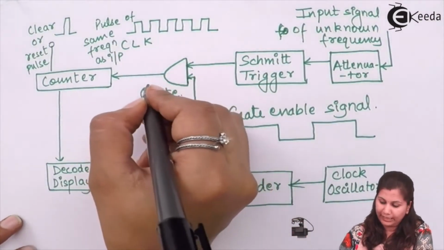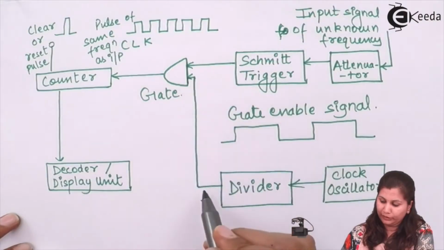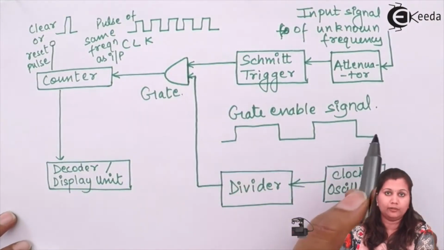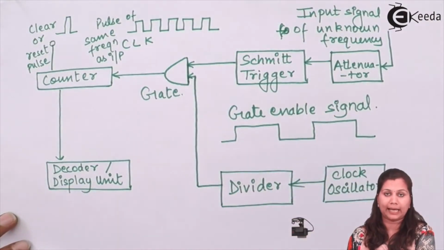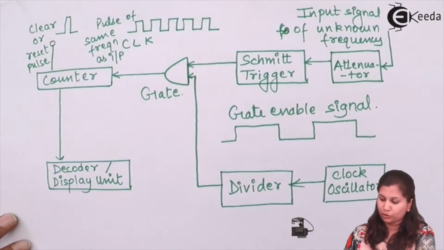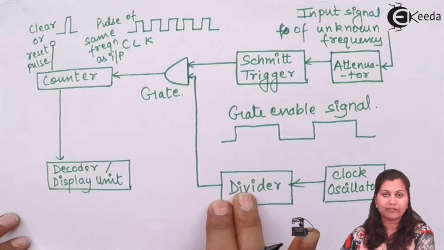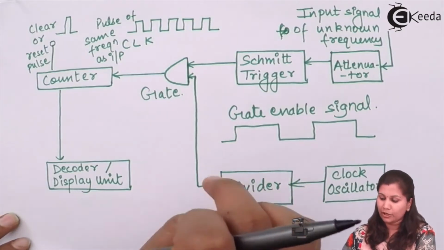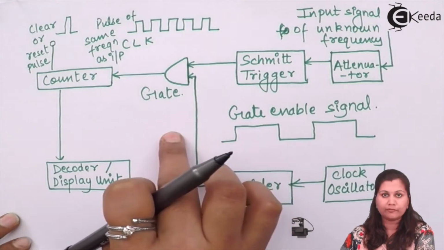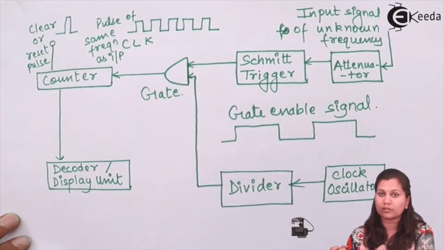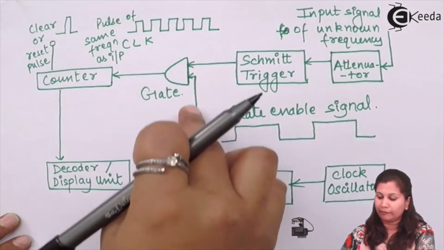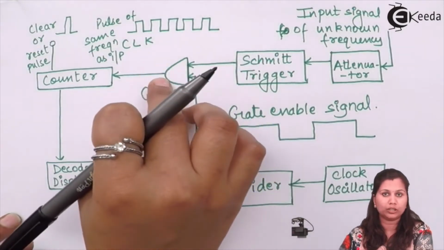Here we are having an AND gate. So one input will be this gate enabled signal whose frequency, or we can say time period, is known to us. So the clock oscillator is going to generate the clock signal. We are having here a divider circuit, and the signal whose frequency is known to us, the known time period signal, will be given as one input to the AND gate.